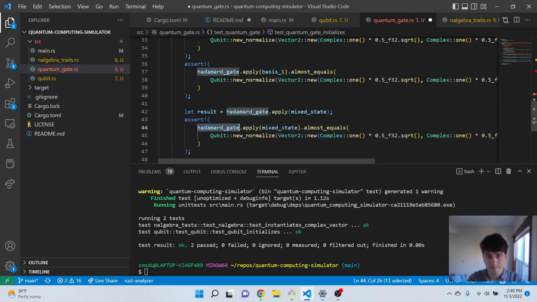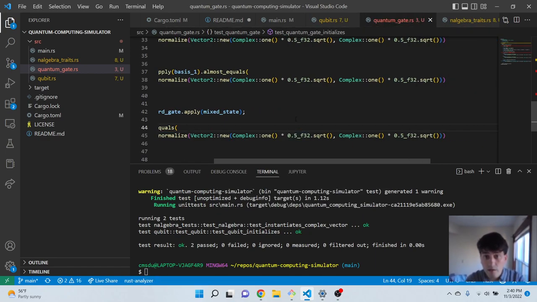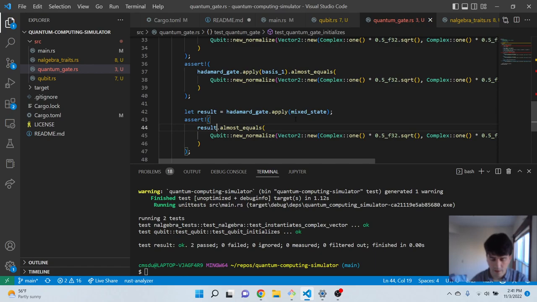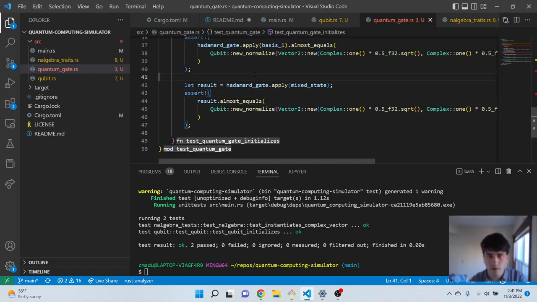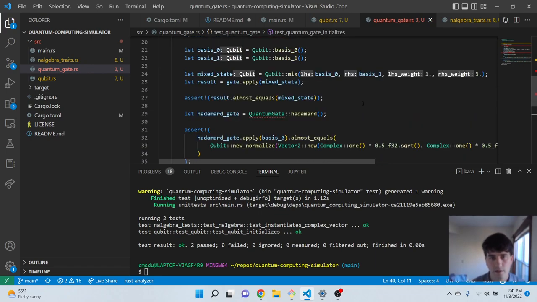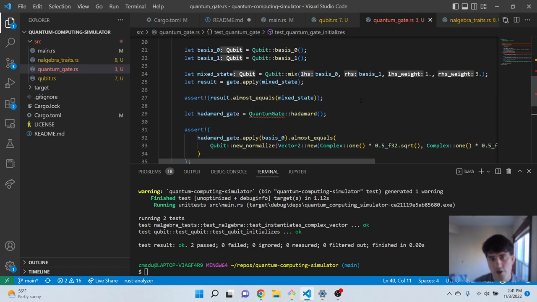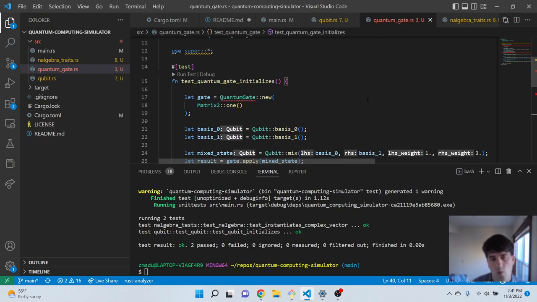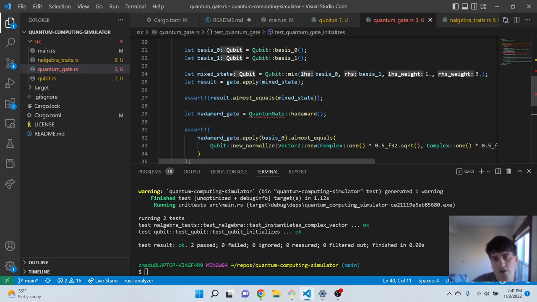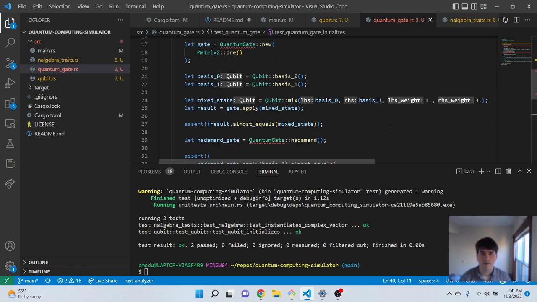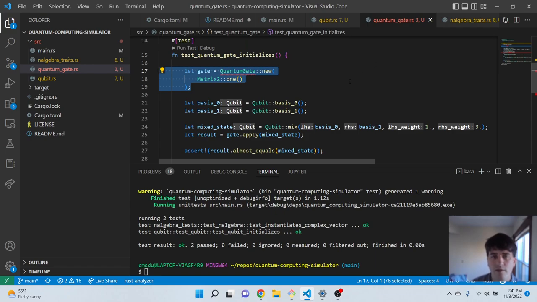Say result, and it'll equal something, and I'm not 100% sure what that is, but we'll think about it. Okay, so the goal here is to be able to implement a quantum gate, which is just going to take one qubit in and return a transformed qubit. And there are a couple different quantum gates, so we want to be able to instantiate an arbitrary quantum gate.